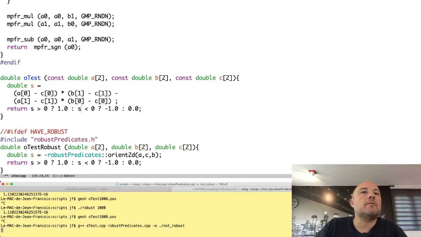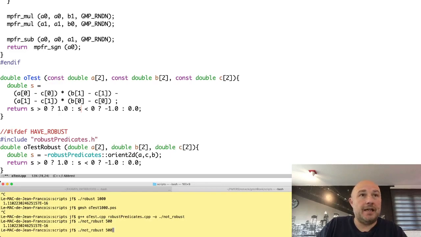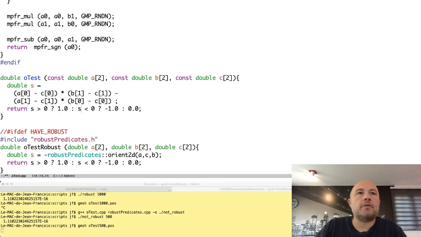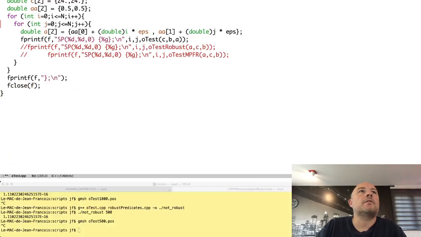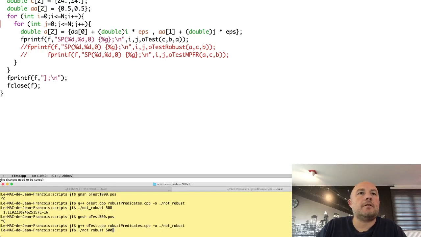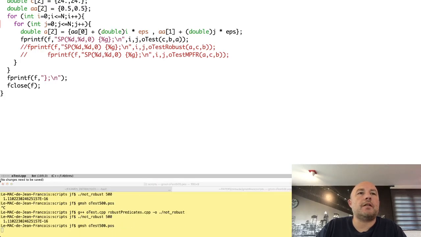Not robust. And I do a grid of 1,000 by 1,000. So it's a little too much. Let's do 500 by 500. And let's see what this gives. Let's go back to that one. I did something wrong, sorry. Oh, I didn't save, sorry. Let's do it again. Okay. Not robust.